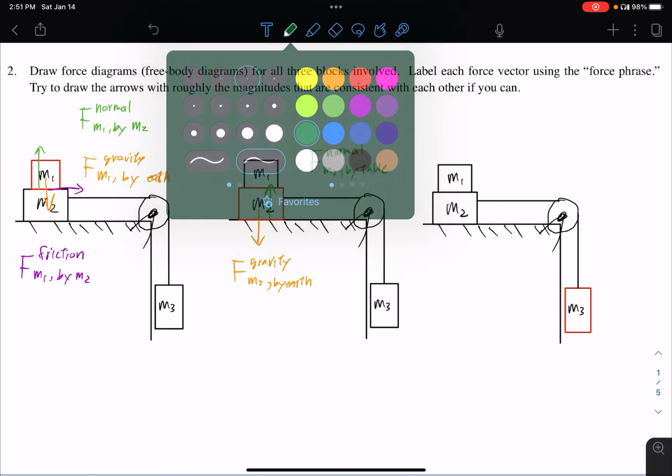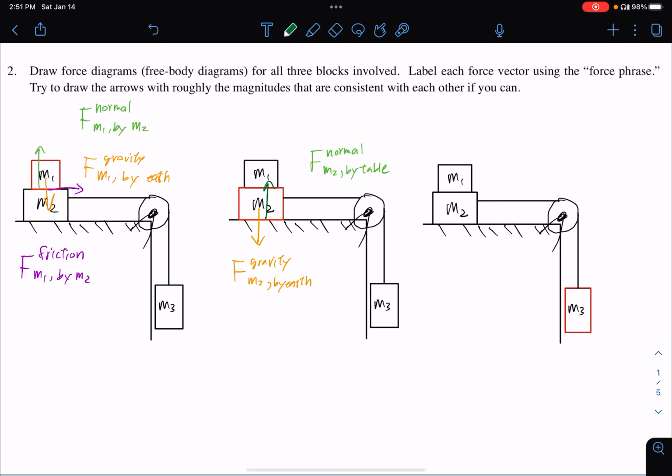Let's use the dark color for this one, because the normal force from M1 on M2 will be a pair with the one on M1 by M2. So the table will give a normal force, which I draw in a darker green, by table, and M1 will give a normal force onto M2. This is a normal force, but this normal force is acting on M2 by M1.